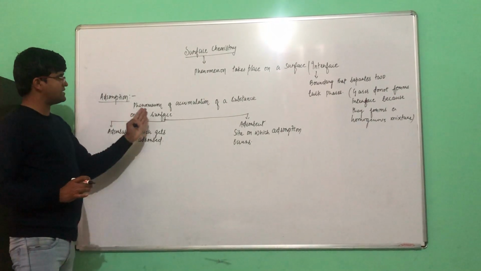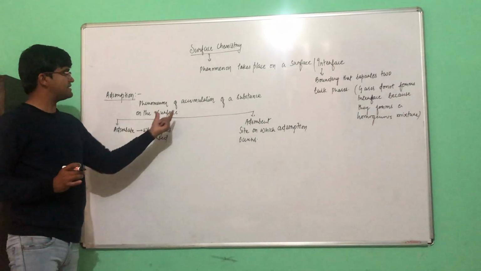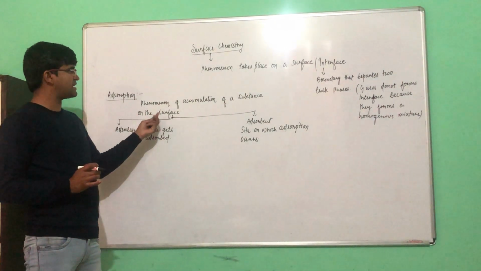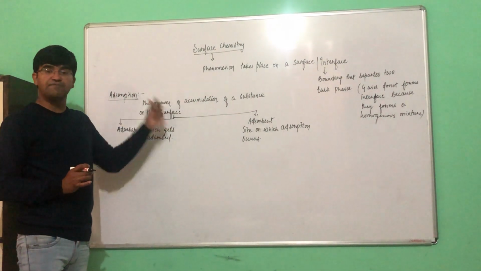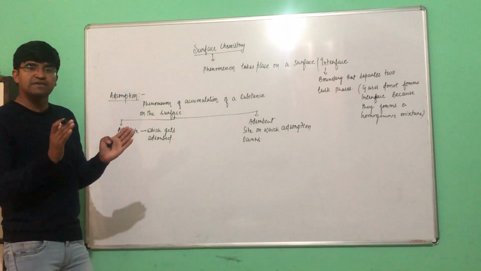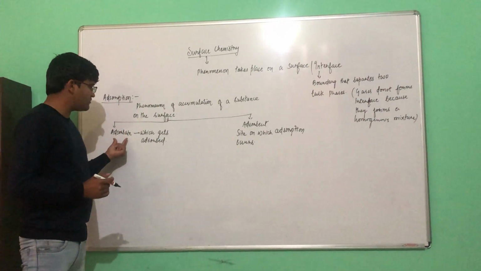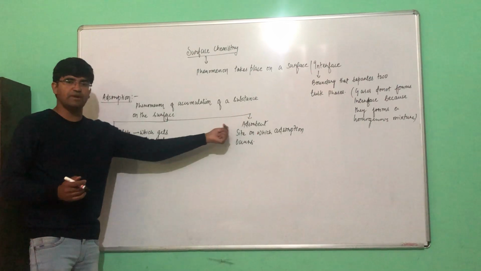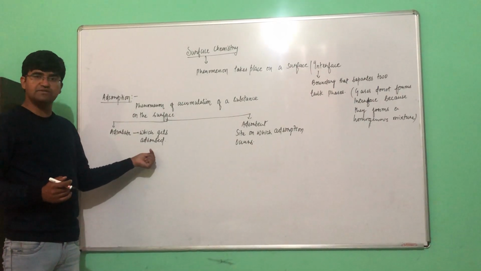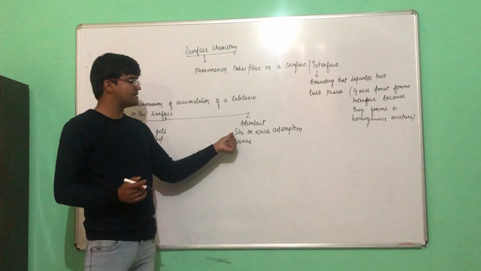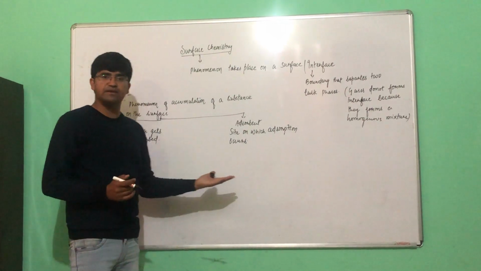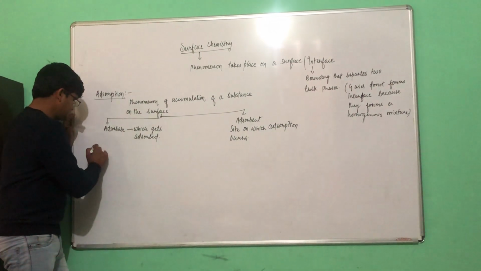So adsorption is a branch of chemistry. We can say that it is the accumulation of a substance on the surface or interface. The interface is a boundary that separates the two phases, comprised of adsorbate, which gets adsorbed, and adsorbent, the site where adsorption occurs.